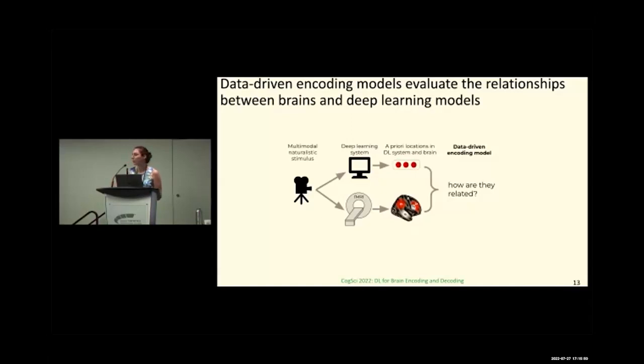This is a schematic of a standard encoding model pipeline. Here we have the same stimulus, which is, let's say, a multimodal stimulus from naturalistic viewing of a movie. We present the same stimulus to a person in an fMRI machine, and we also present the same stimulus as input to a deep learning model. Then we can extract internal representations of this model that it has built in order to solve some kind of task. We can also look at the representations in the brain in specific regions that we're interested in understanding better. And then we can ask, how are these two representations of the same stimulus, one from the machine and one from the brain, related?